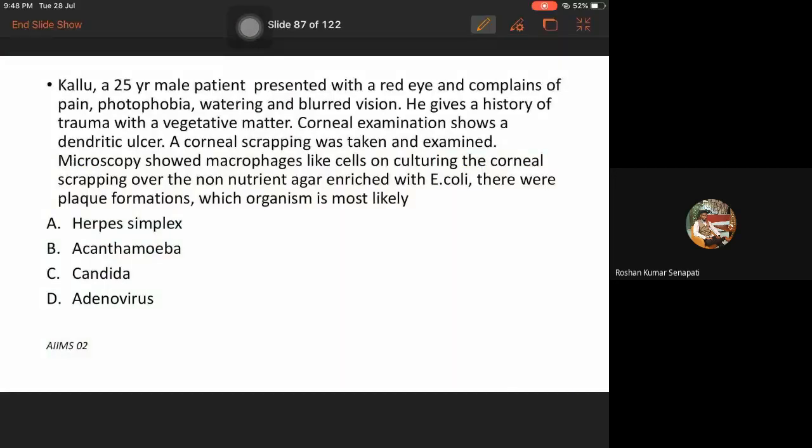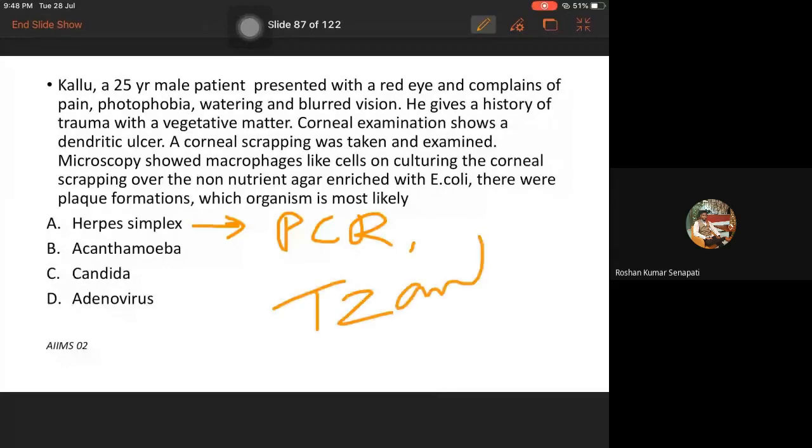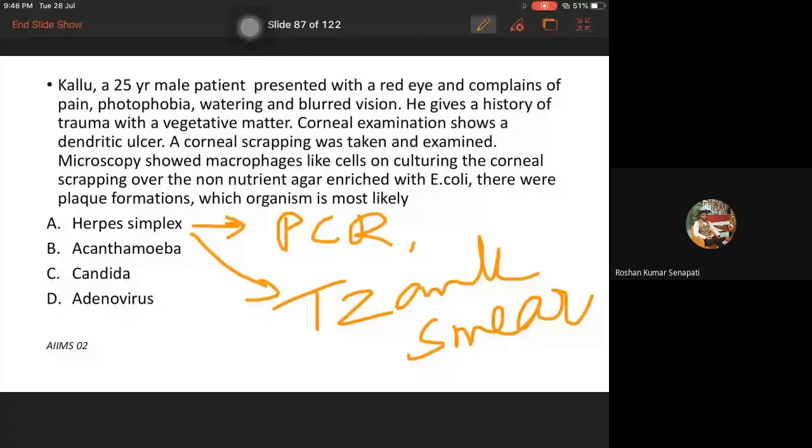So herpes simplex, how do you grow herpes simplex? What is the culture media for herpes simplex? Either we use the PCR method. Okay. So for herpes simplex, the other method is, what is it? Tzanck smear. Anybody? For herpes simplex, we look for the Cowdry bodies, Cowdry type A bodies. Okay.